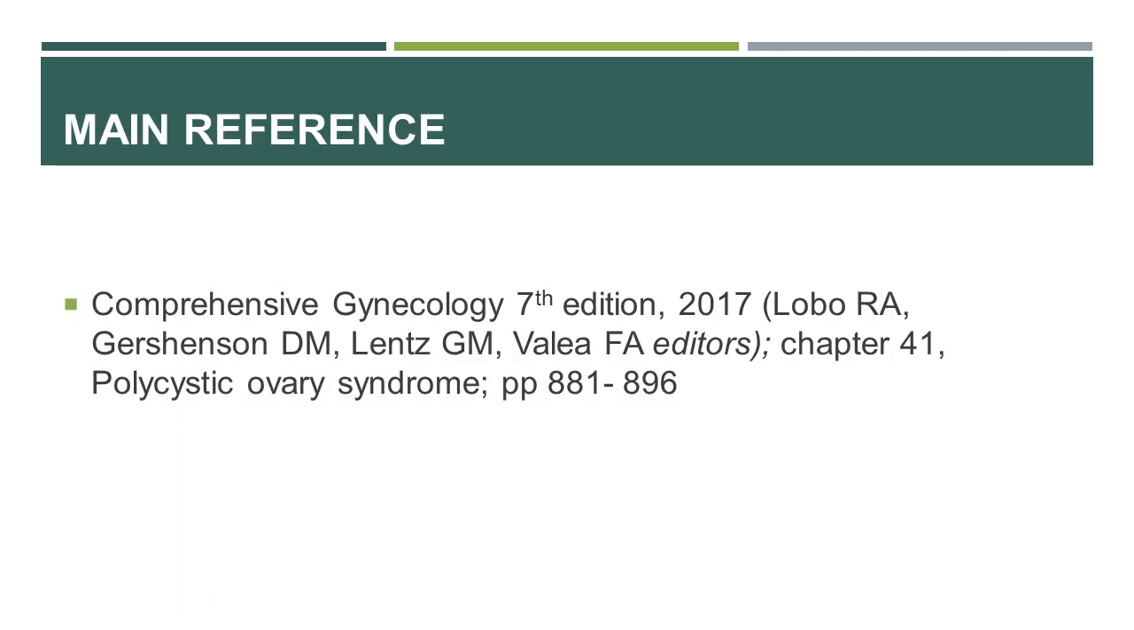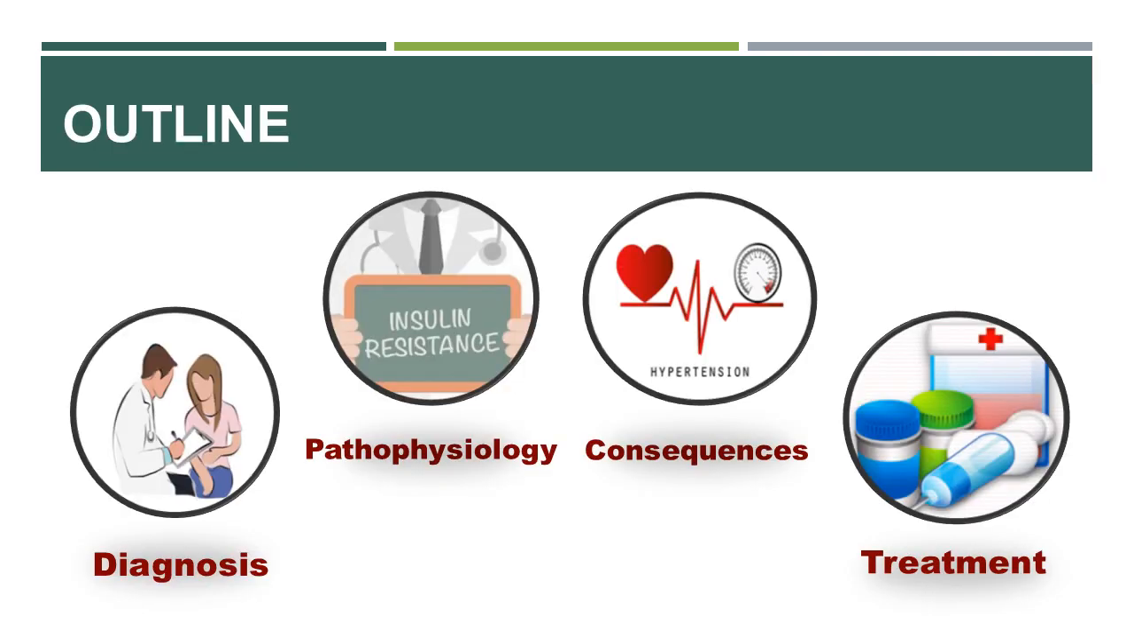Main reference for this lecture is Comprehensive Gynecology, 7th edition, Chapter 41, Polycystic Ovary Syndrome. This is the outline of our lecture. First, we discuss the different criteria for the diagnosis of polycystic ovary syndrome. Then we also discuss the pathophysiology, the health consequences, and finally the treatment for polycystic ovary syndrome.